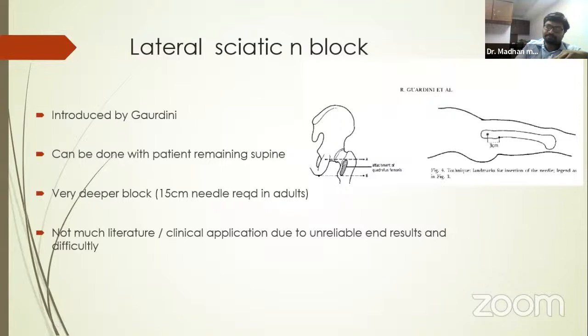But due to the very long needle travel, it's not being followed frequently, and I have not given one using this approach. And the only issue with this block will be there may be chances of failure because we don't know where exactly we are entering. Suppose if you are pricking and going further down, you may never encounter the nerve, and you will keep on going all the way to the adductor compartment. So chances of failure will be more, and chances of injuring some vital structures will be more.